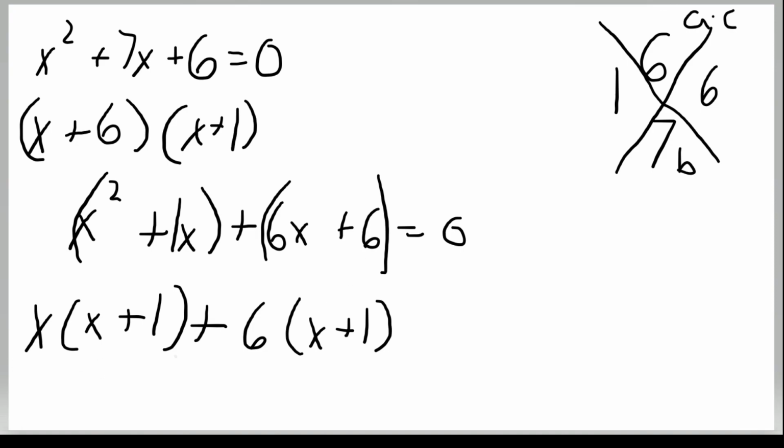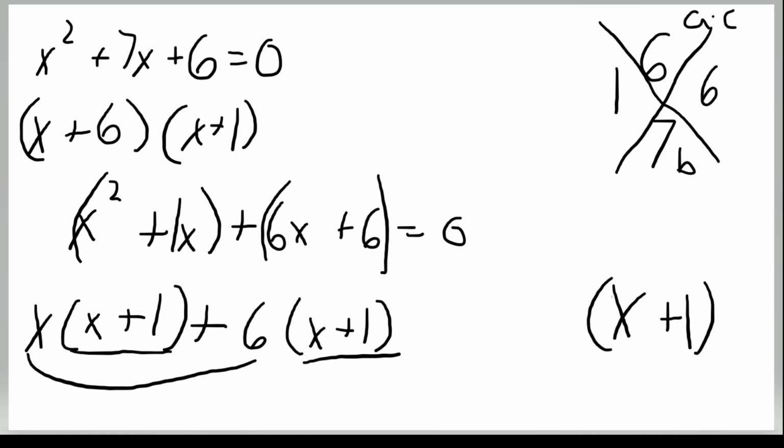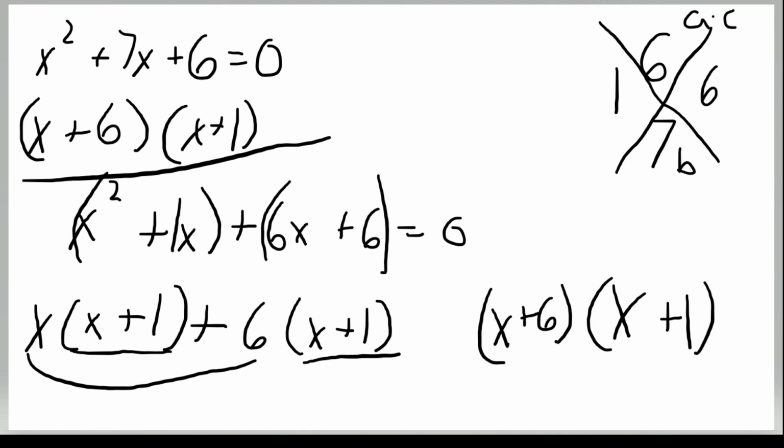Now that you have these, you can just take this equation and this equation. They're the same thing, so you can just put this over here. And then you take these and put them in their own equation. That's 6 plus x. And there you go. There's the diamond method over here and the grouping method over here.